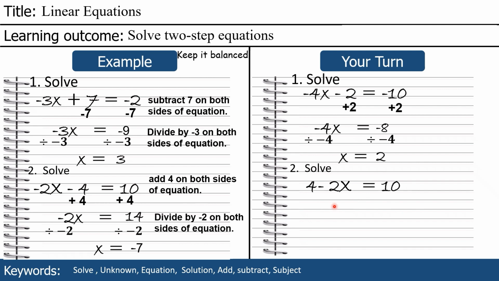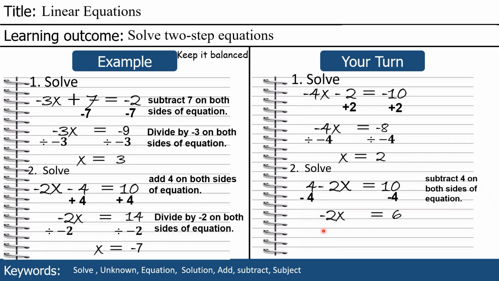Now stay with me. For the next question, we have 4 minus 2x being equal to 10. In this case, the last operation we have here, which is 4, is a positive 4, and the reverse of this positive 4 is subtract 4. So we subtract 4 on both sides of the equation. So now we have negative 2x equals 10 take away 4, which is equal to 6.